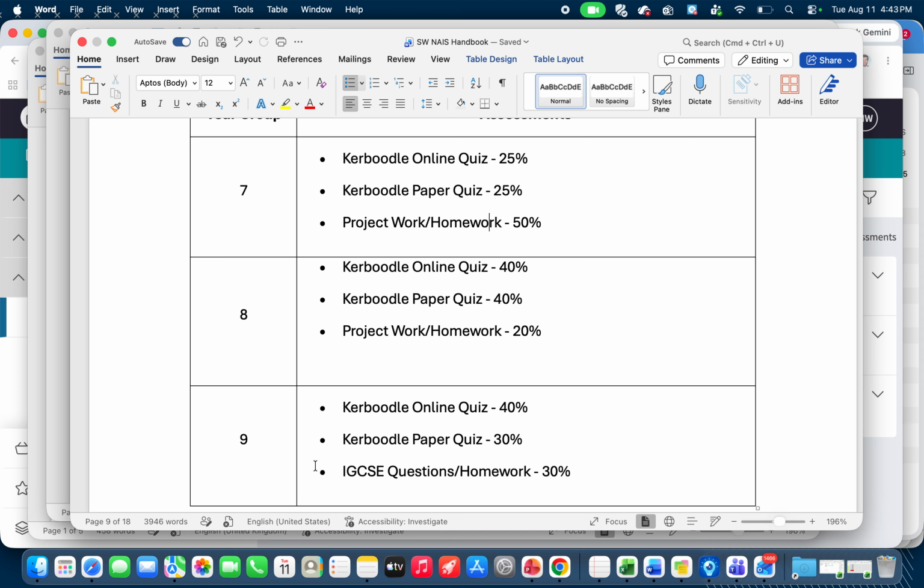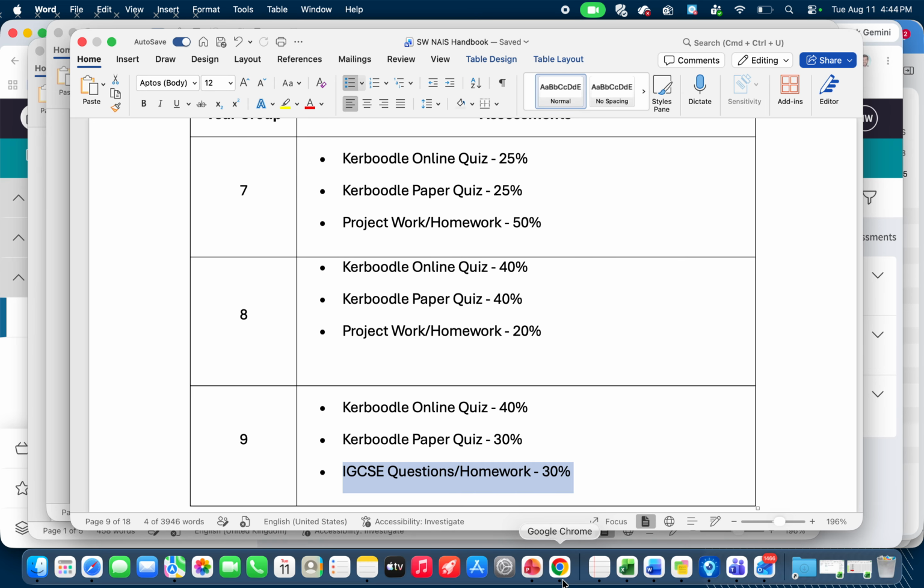For year 9, it's slightly different. We think that they would really benefit from an exposure to some IGCSE style questions, purely so they can just get used to the framing. I think students in IGCSE, they get a bit confused about the types of things being asked, so I think a bit of early exposure is helpful.